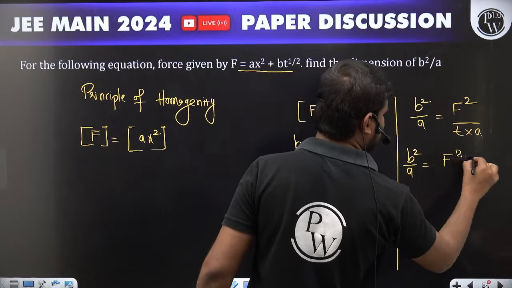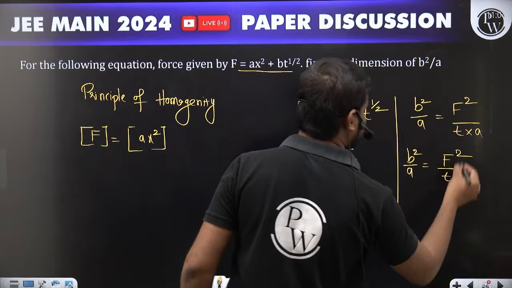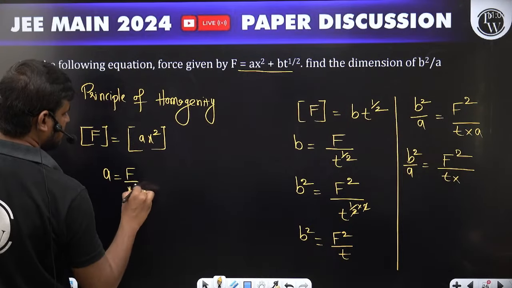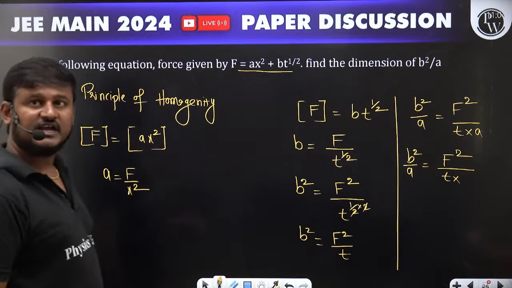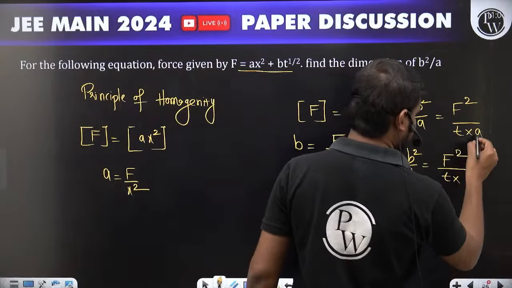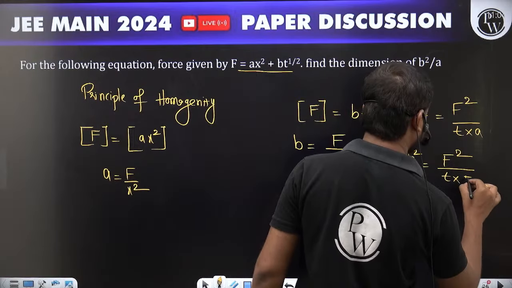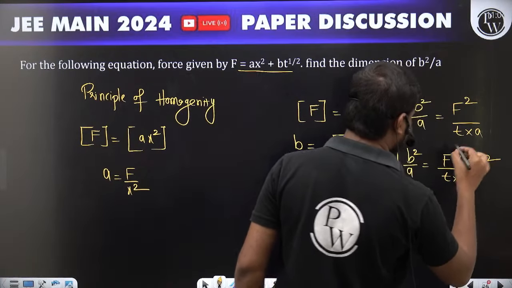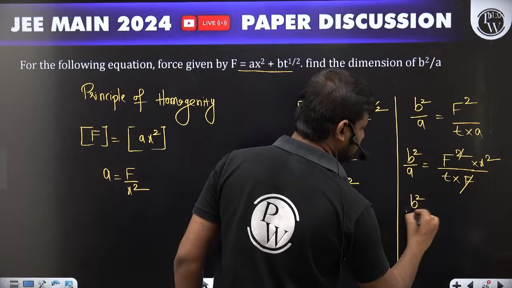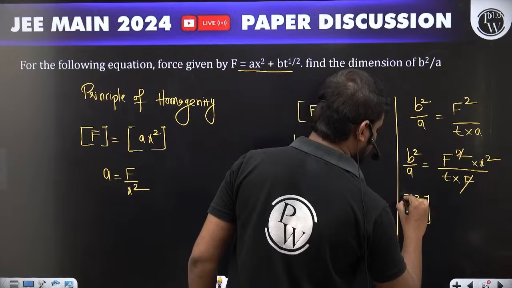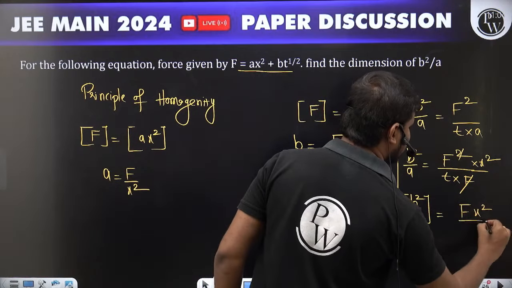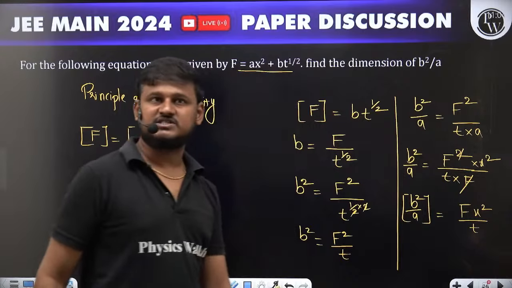So f square by t into, in place of a, I am writing f by x square. X square will go up. So 1f, 1f cancel. So the dimensions of b square by a will be equal to f x square by t. So now you substitute the dimension formulas.